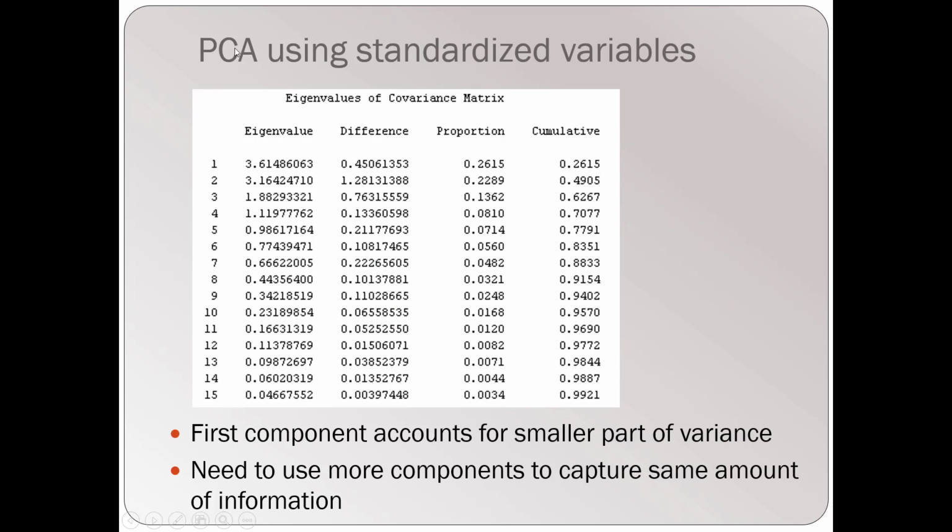So here is PCA using standardized variables. Then you see that it takes more principal components to cover 99%. For 99%, you need 15 of them. If you're satisfied with 90%, then 8 principal components are sufficient.